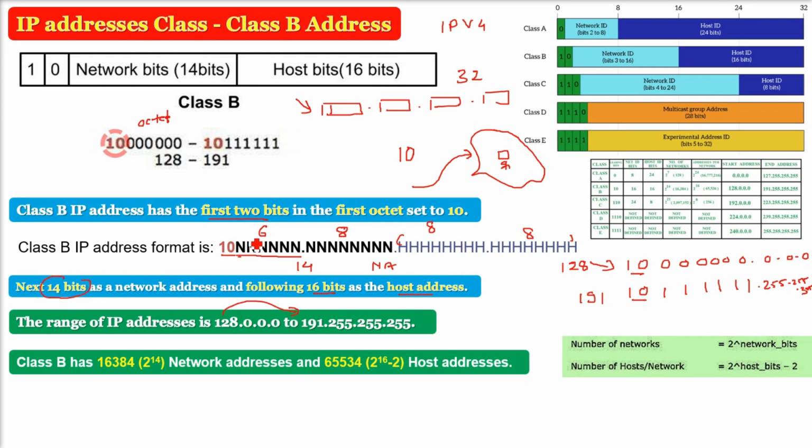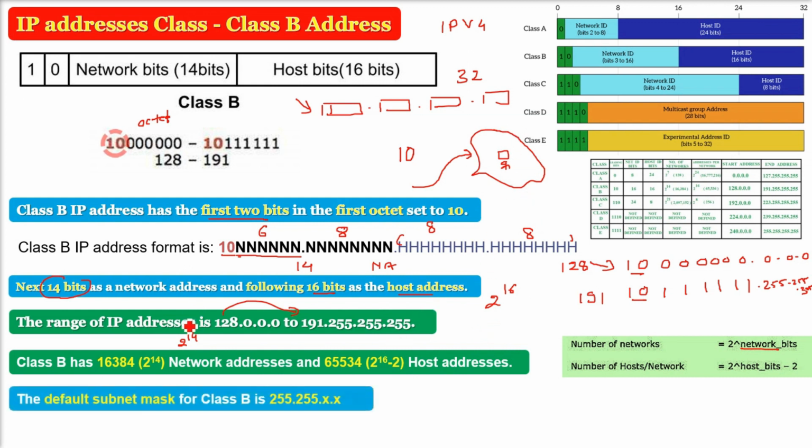And since we have 14 bits for the network address, how many networks can be formed using the class B address? It is 2 to the power 14. This is how the number of networks is computed. And how many computers, systems, tablets or computing devices can be put in one network? It can be 2 to the power 16. And you know that the first and the last addresses we cannot use. So it will be 2 to the power 16 minus 2.